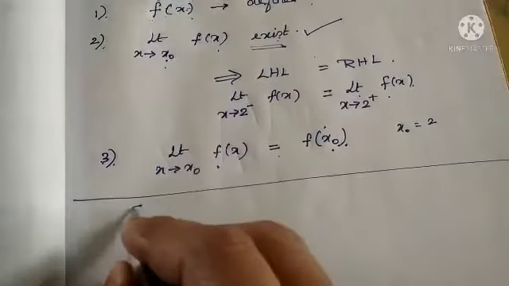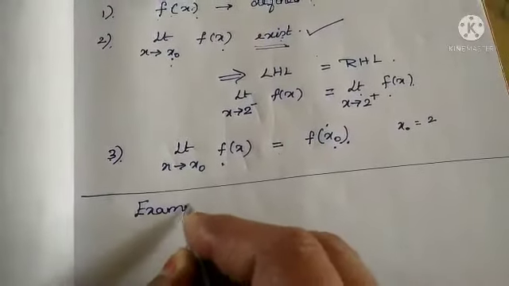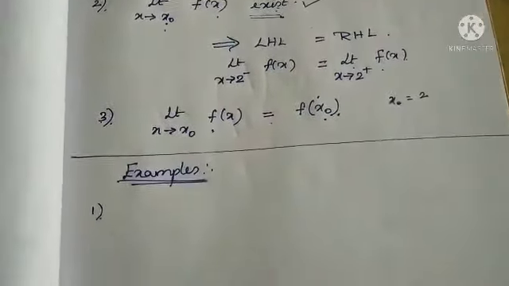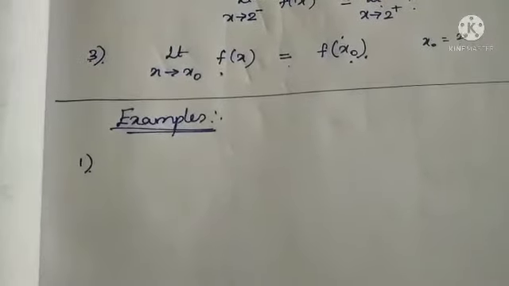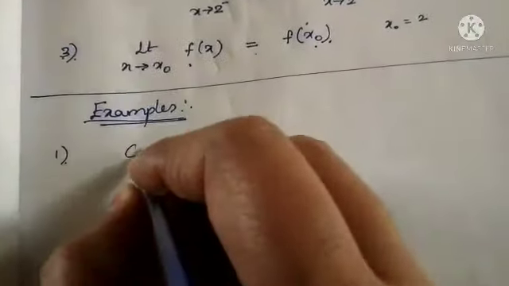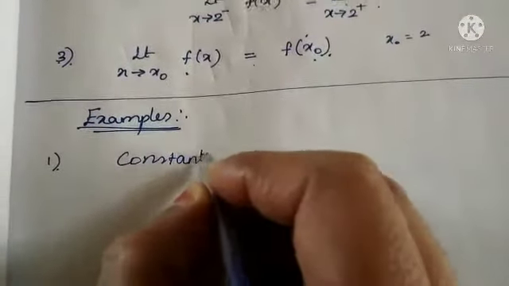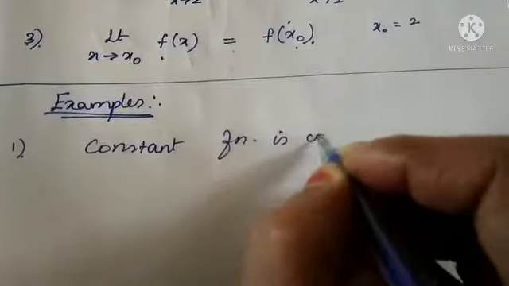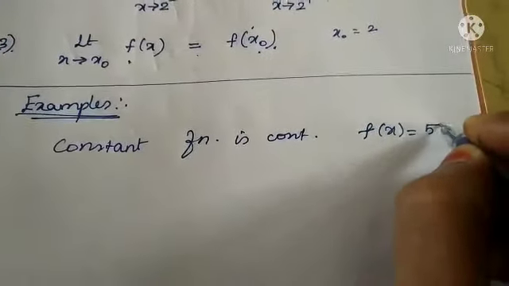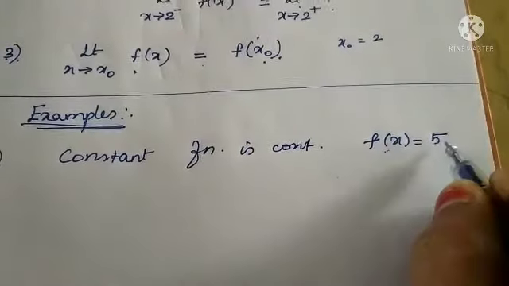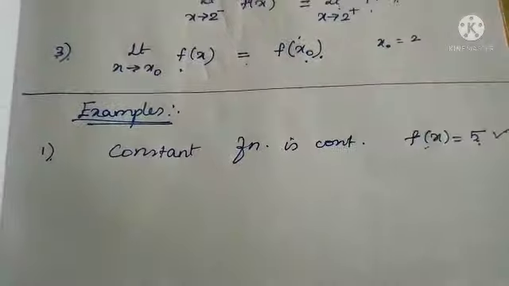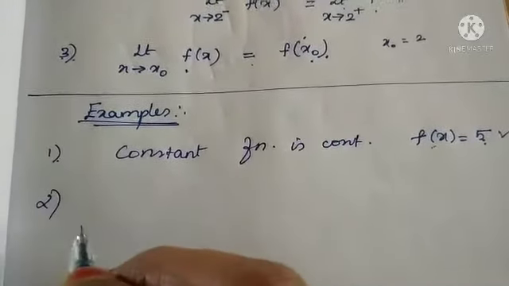Now we are going to see the examples of continuous functions one by one. This is very important. It will be useful for your exercise problem. Okay, first example, any constant function is continuous. Constant function means, for example, f of x is equal to 5, the given function is a constant. So this is continuous at any point. This is your first example.